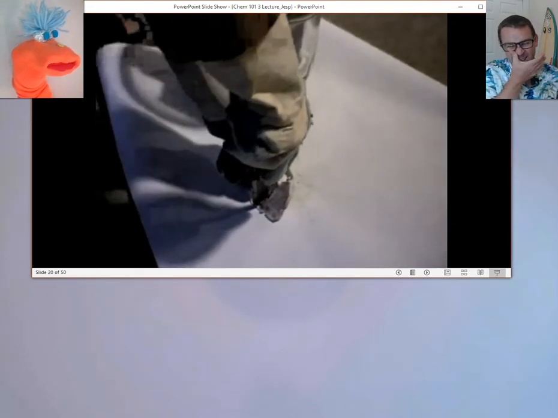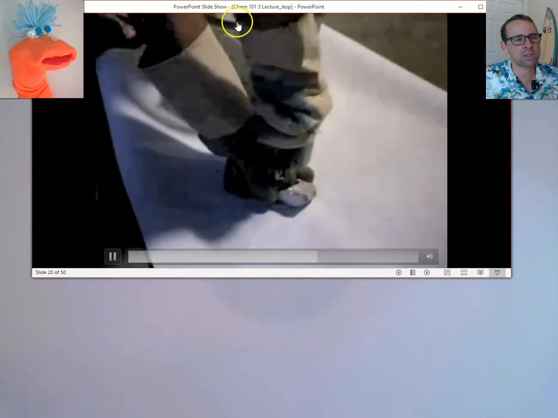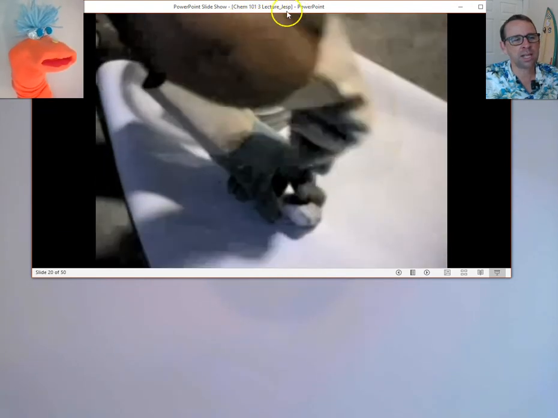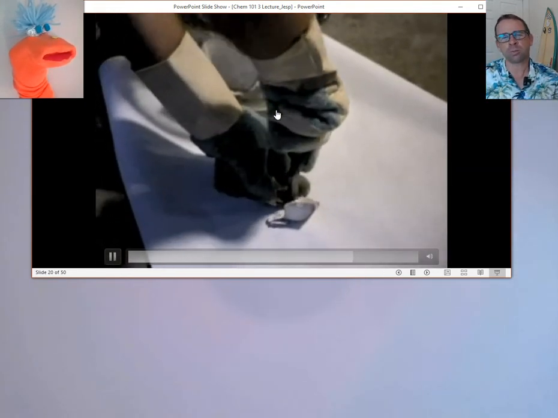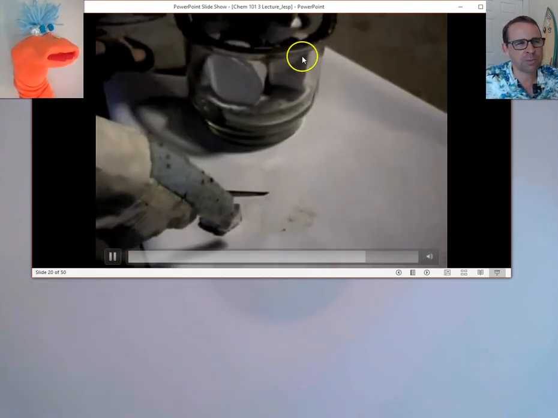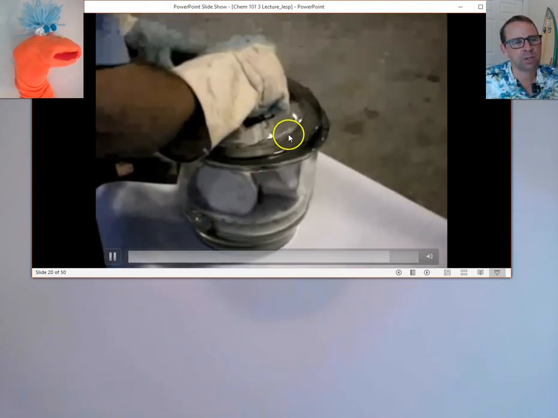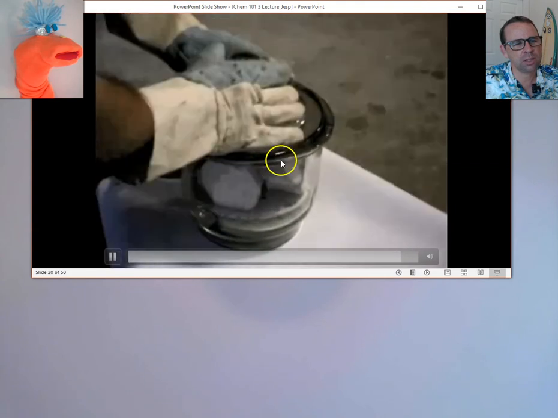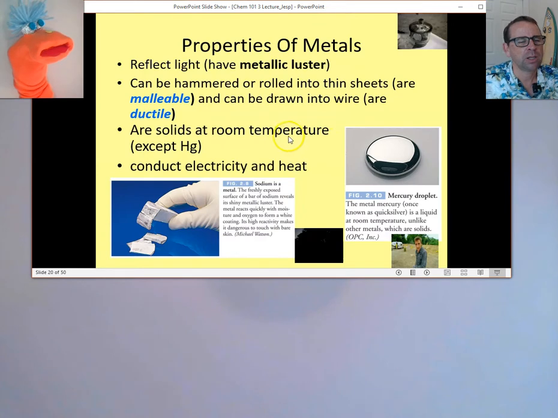All right, and they put a piece of sodium metal like that into this container up here, which you call a desiccator. The desiccator has material on the bottom that absorbs water, so it prevents it from reacting. Okay, and you can seal up the desiccator. There's a little bit of gel there, a little bit of grease to help get a good seal. All right, so metals conduct electricity. They're solid at room temperature, except for mercury, which is an exception, right?